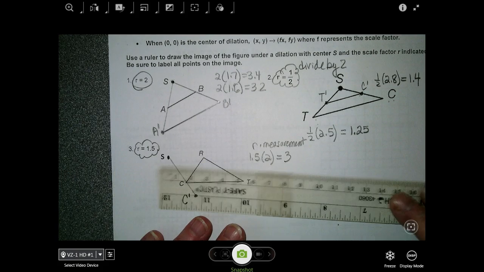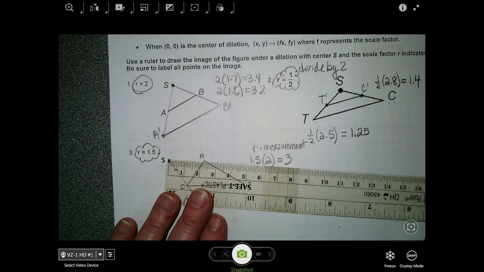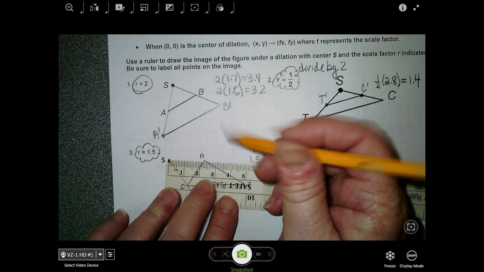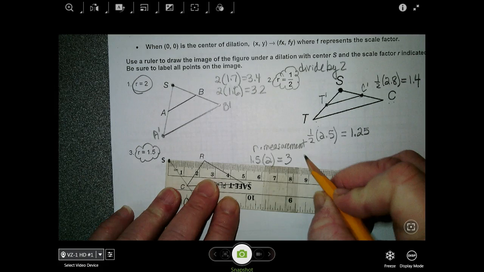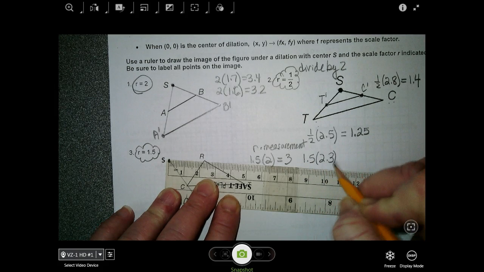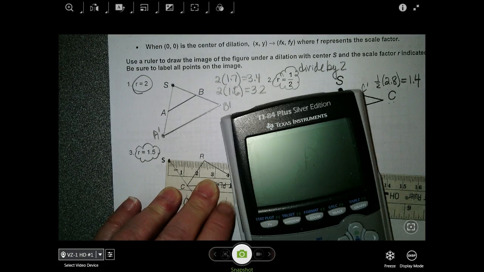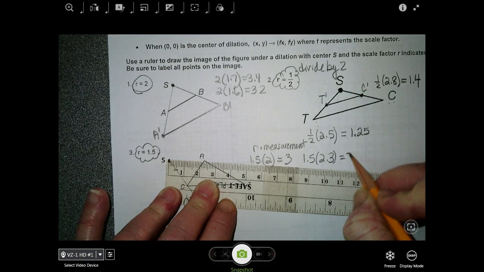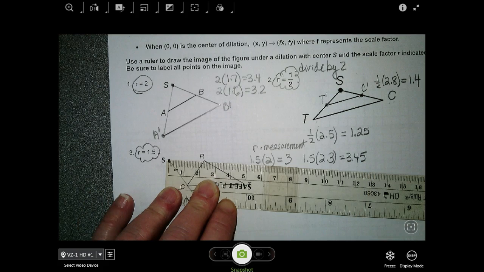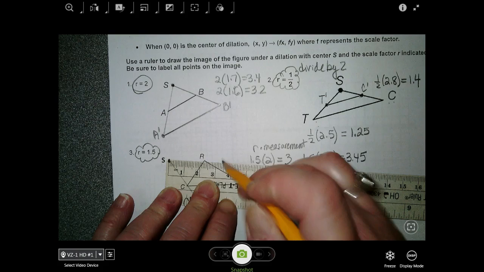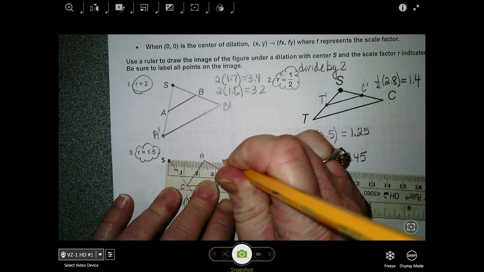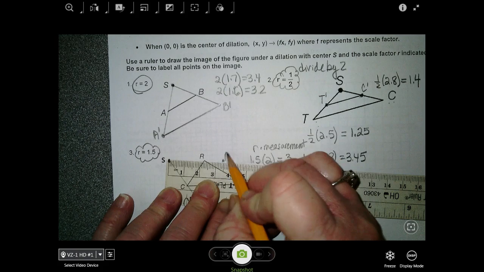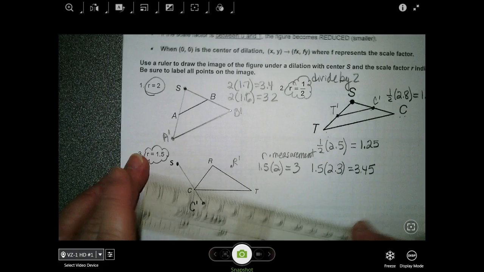Okay, let's go from S to R now, so we can all compare measurements. I got 2.3. Okay, so let's do 1.5 times 2.3. I definitely need a calculator for that, I'm thinking. Oh, it helps to turn your calculator on. 3.45. Okay, so I'm going to hold that still. 3.45. I mean, gosh, just get it right between the 0.4 and the 0.5. Label that R prime. And we've got one more to do.